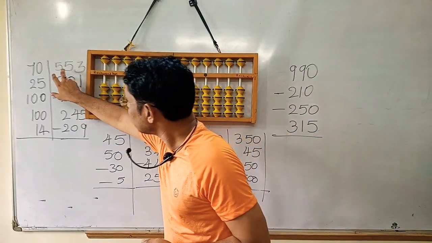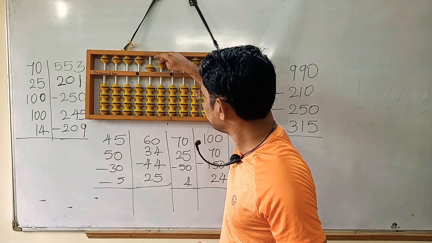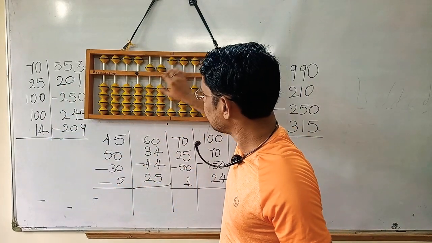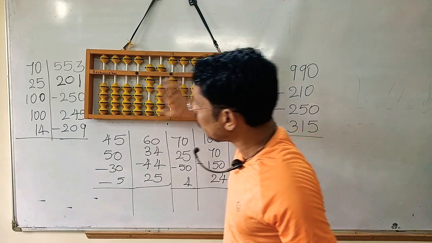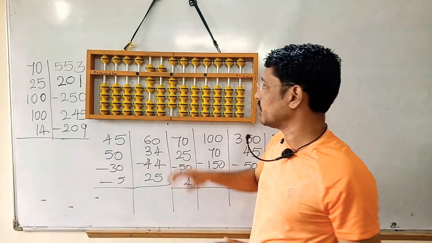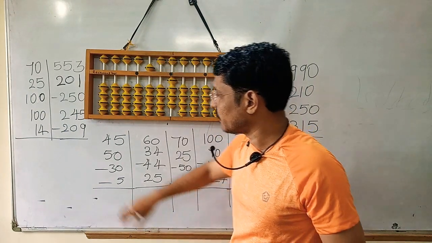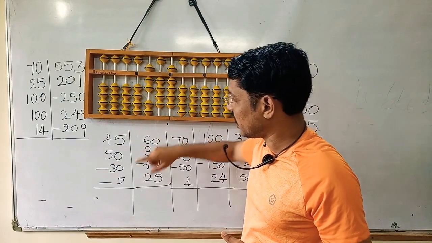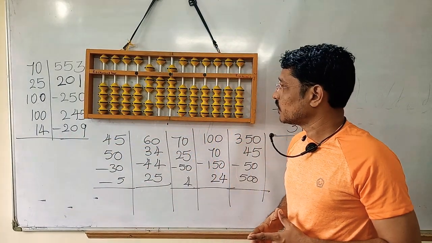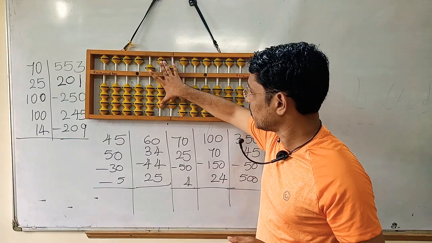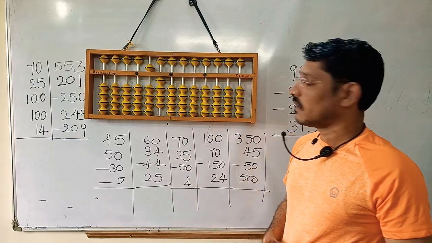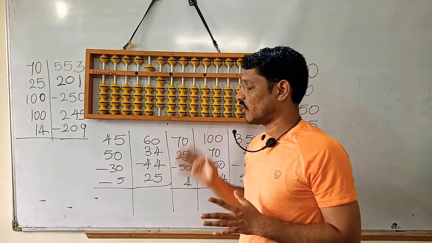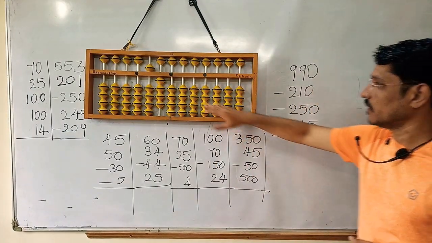Next, 553. Here 201. Then minus 250: minus 2, here it is 50. Then plus 245. Here minus 209: minus 2, and here 9. The total answer is 540.